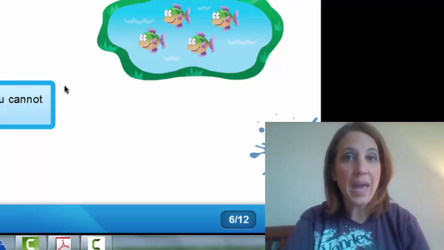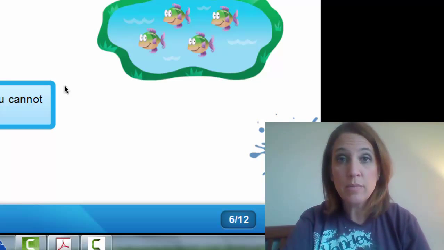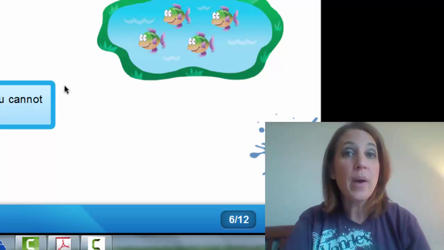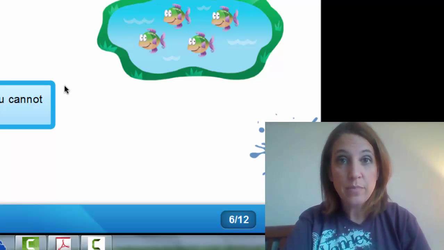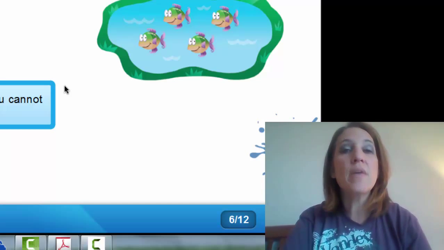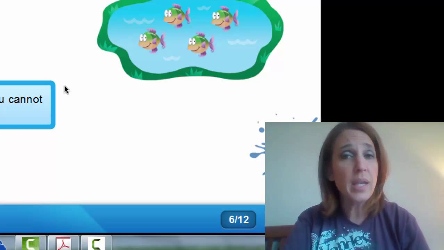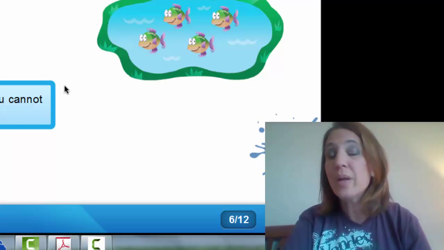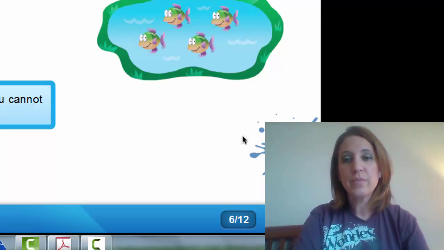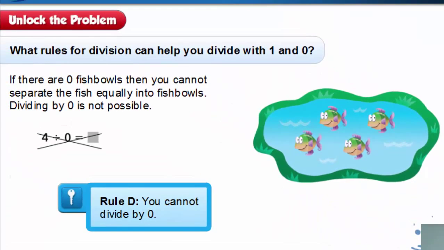1 divided by any number equals that number. Any number divided by 1 equals that number. 0 divided by any number is 0. And the last rule is you cannot divide by 0. 0 cannot be your divisor. It can be your dividend, but it cannot be the divisor. All right, let's practice a couple of these.